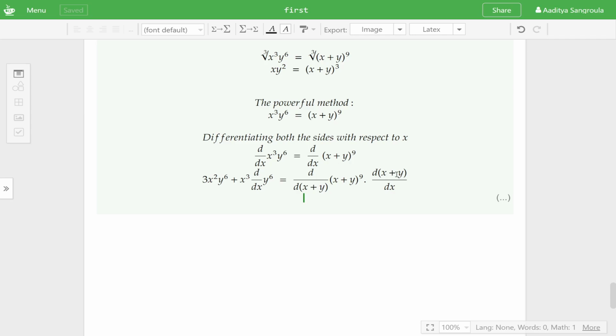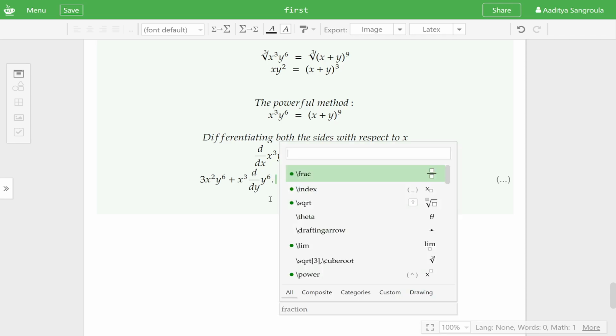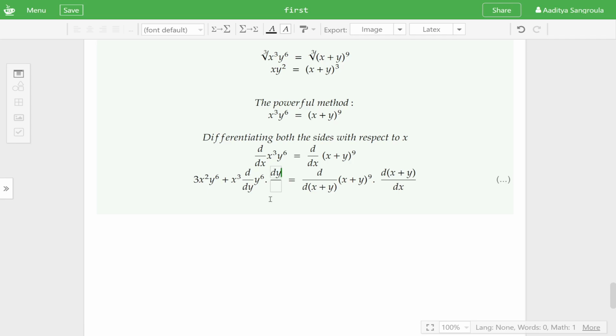Okay, let me tell you. So this is y to the sixth power, right? So we need to have a dy over here. I wanted to do it in the next step, but I feel like doing it right now. And now this is going to be dy, that's y to the sixth power over there, right? So dy over dx. So we have this over here.